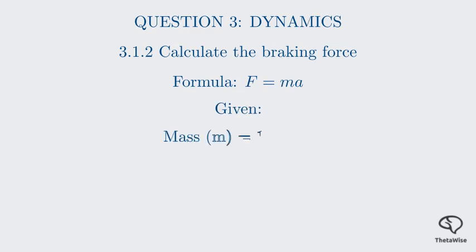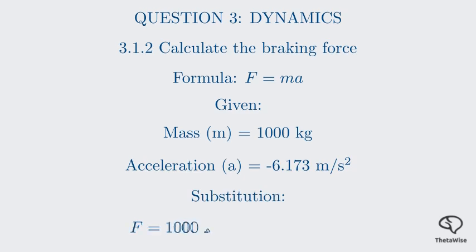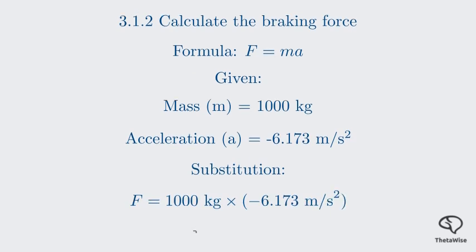Our mass m is 1,000 kilograms, and the acceleration a is negative 6.173 meters per second squared. Let's substitute these values into our formula. Force F equals 1,000 kilograms times negative 6.173 meters per second squared. This gives us a force F of negative 6,173 newtons. The negative sign here is very important. It tells us that the braking force is acting in the opposite direction to the truck's motion, which makes perfect sense. The question asks for the braking force. This implies we need the magnitude of the force.